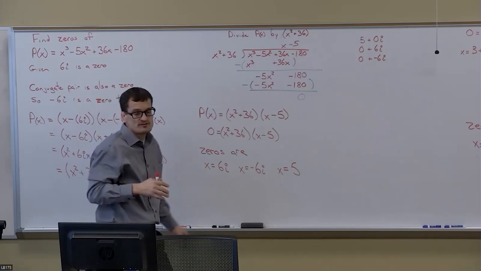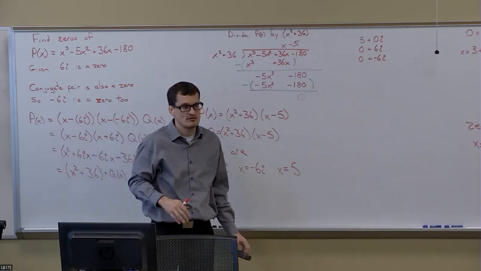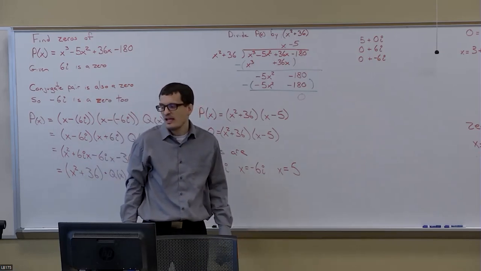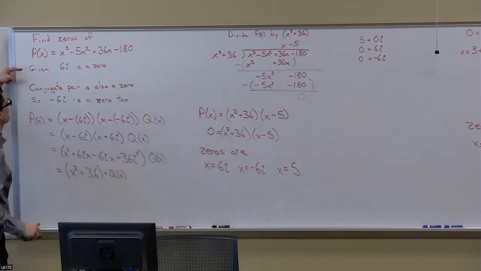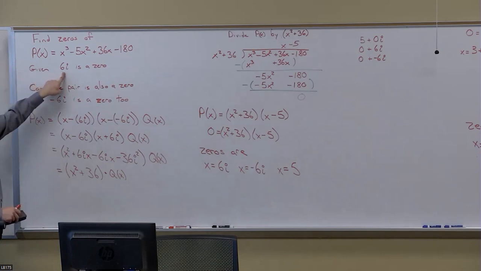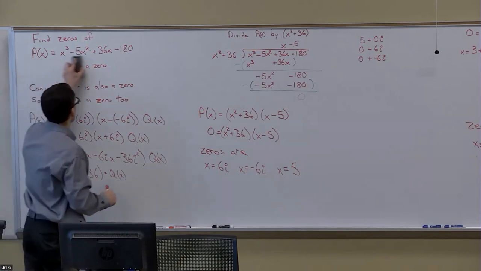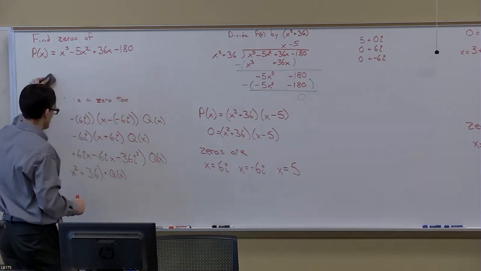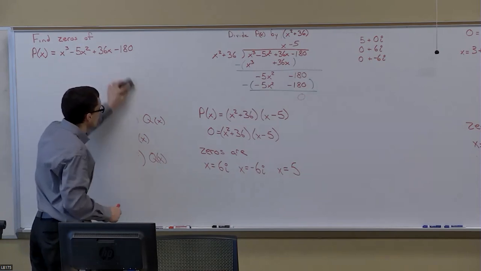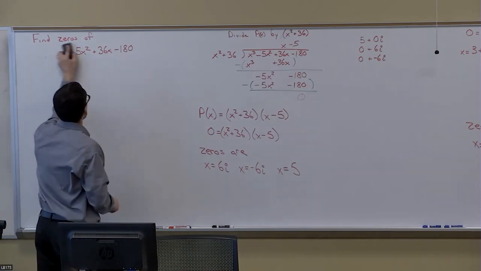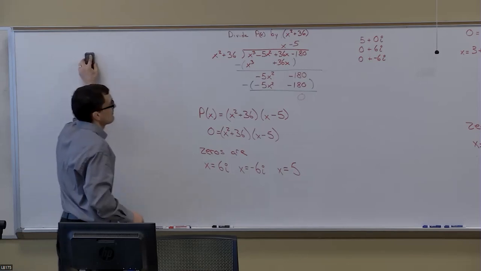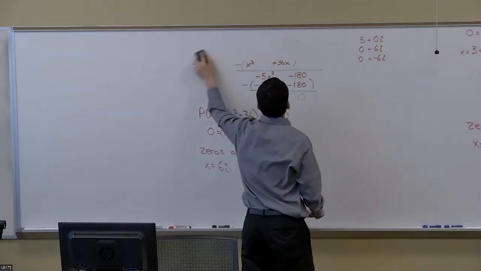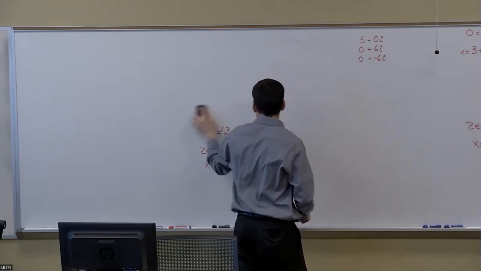Any questions about these finding zeros problems so far? Okay. Now, here's the deal. Every single polynomial that I've given you, I said this is a zero, or x minus 5 is a factor, or x plus 2 is a factor, x plus 5 was one, x minus 3, all that stuff. What if we're not given anything? What if I'm just given a polynomial and I'm not given a hint about what's a factor?